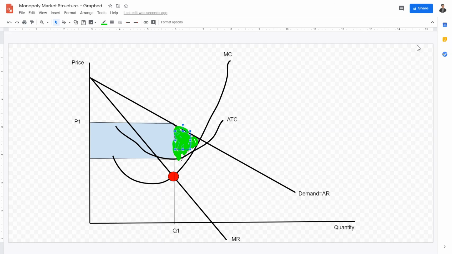Okay, so I hope this video is helpful in clarifying how to graph the monopoly market structure and what it looks like in graphic form.